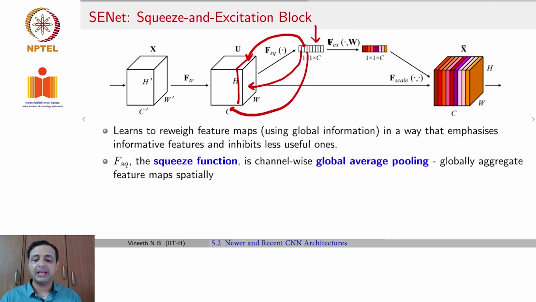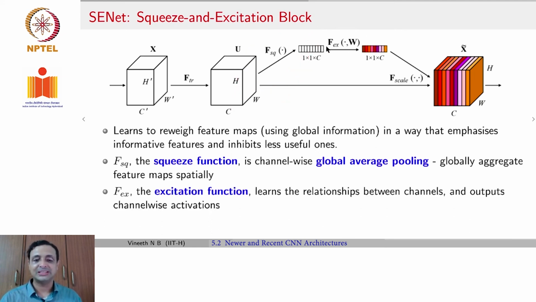Then they have an excitation function, which is denoted by F sub ex here, which learns a set of weights. Squeezing is only global average pooling. Remember, pooling layers are parameter free. There are no weights. They only squeeze, they only subsample. But then they have an excitation function here, which is parameterized by some weights w, which reweights each of these scalars here by certain numbers based on weights. What are we trying to do?